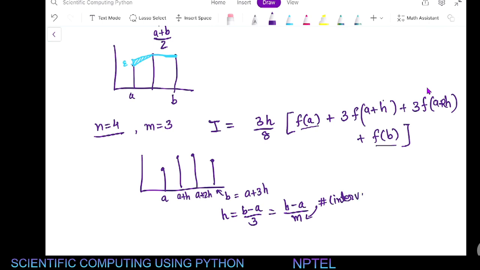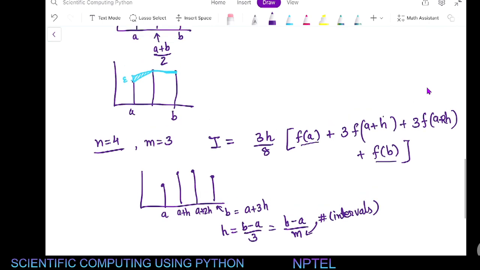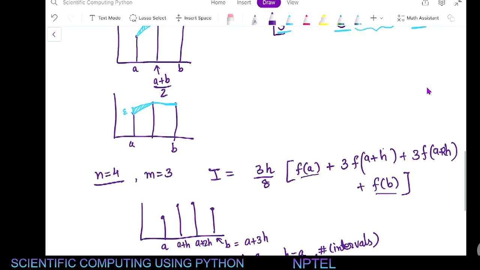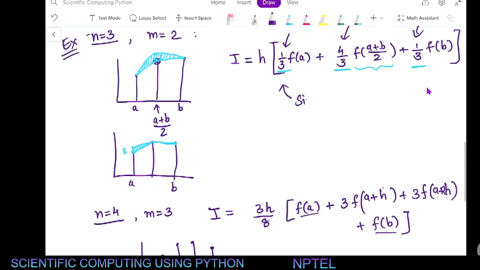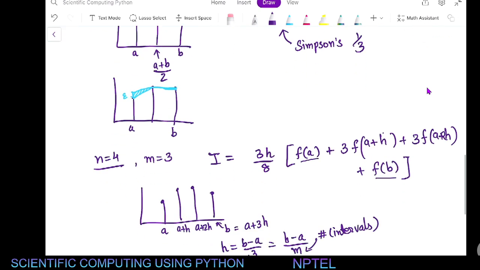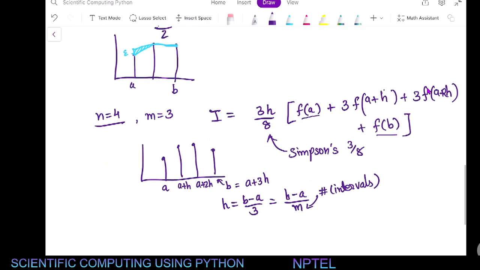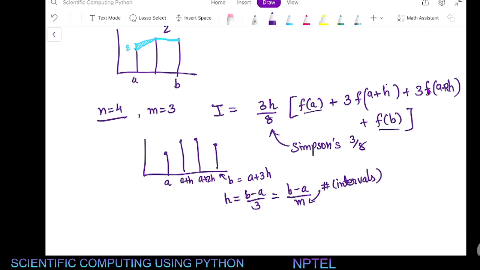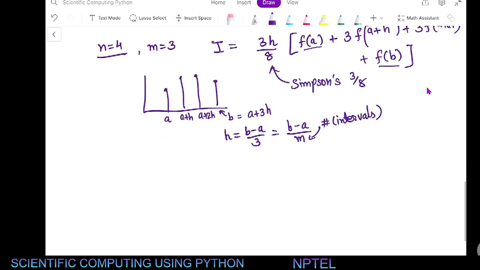So this is called Simpson 1/3 rule, and this is called Simpson 3/8. If you don't understand something, or if you want me to repeat, just ask me.